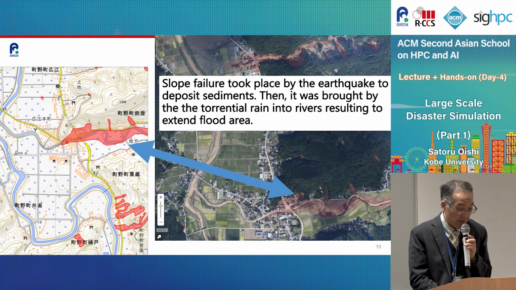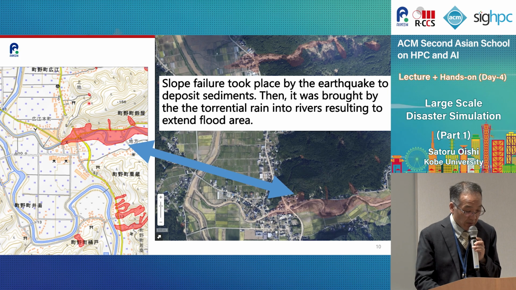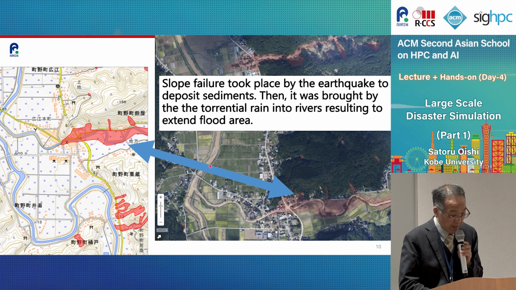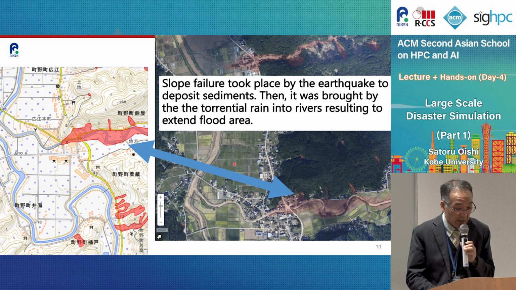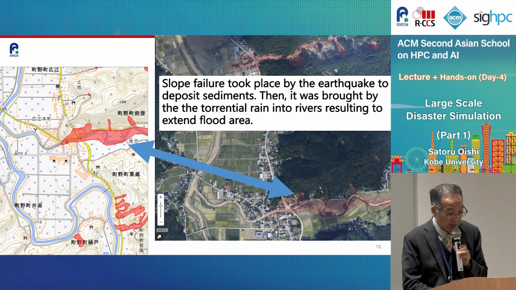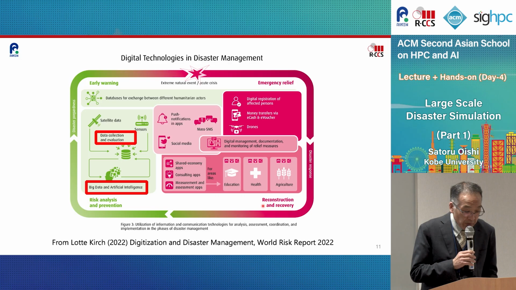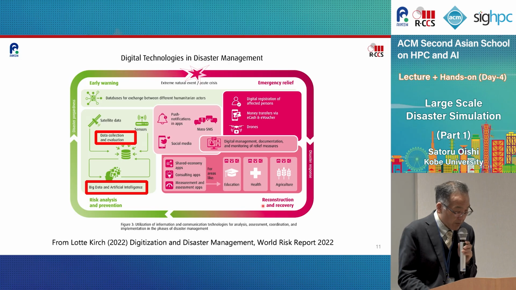buried by the sediment. So the water cannot go through the rivers, and it overtopped to inundate residents and paddy fields. So we need to calculate such kinds of things.